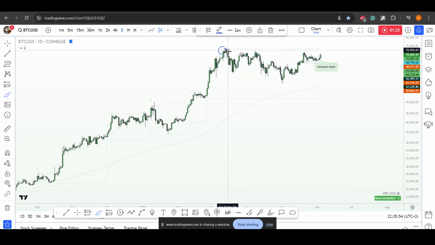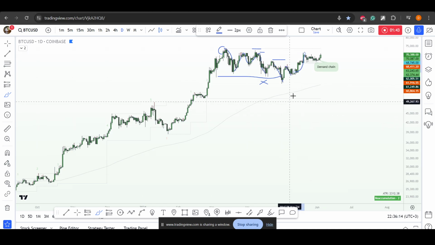After this it created a pullback attempt to create a new high, and instead we just went into the range. Then we made a move to generate liquidity here and here and here. And of course it could continue to the downside, but it didn't. Instead it confirmed this move. It made this move to the upside and confirmed reaccumulation.